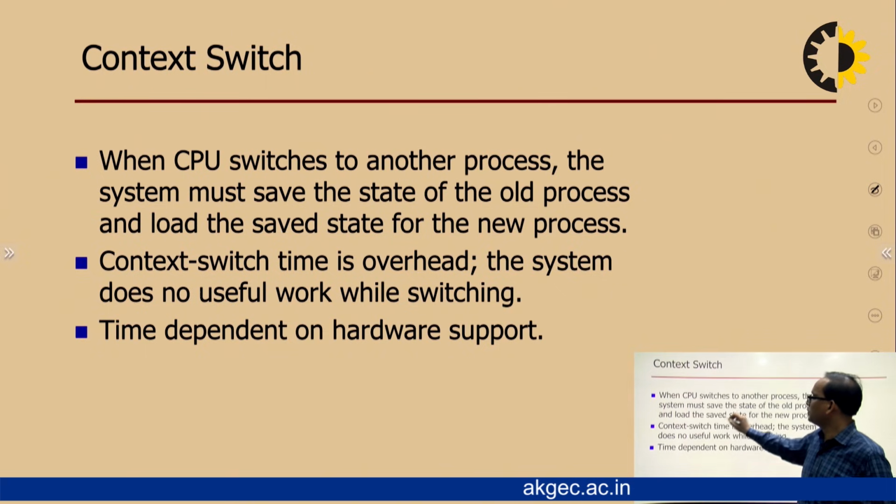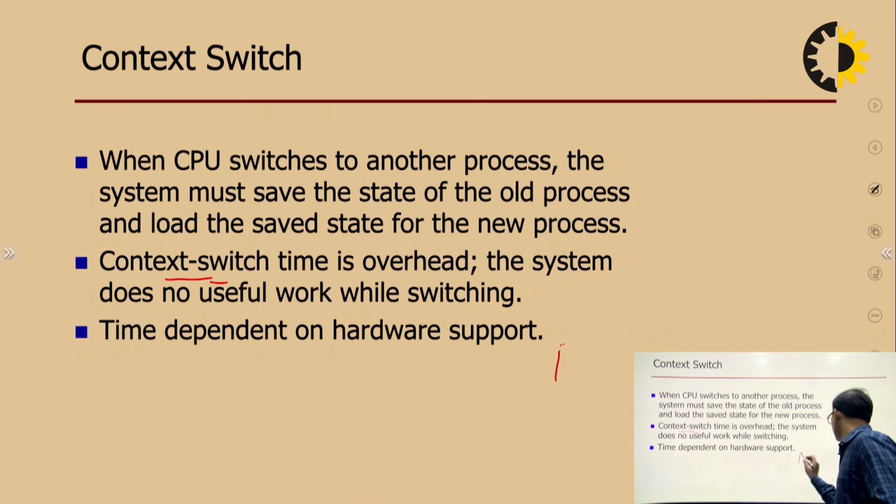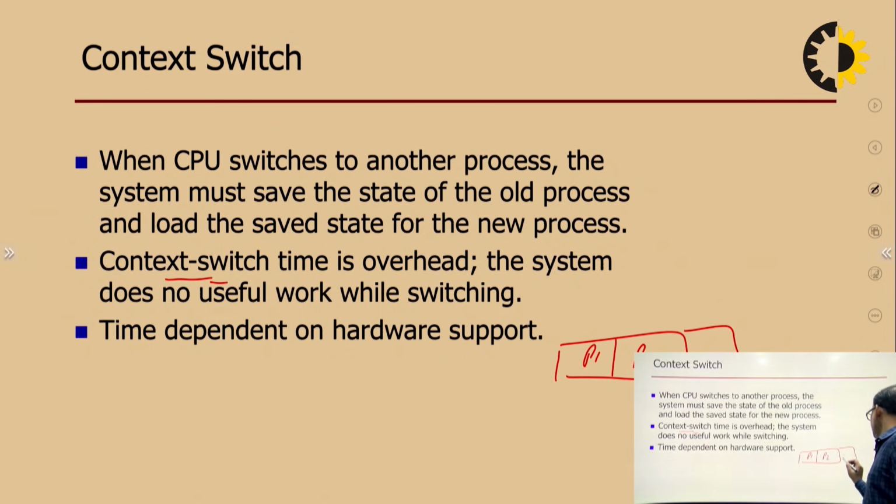There is another term known as the context switch. Whenever the CPU switches from one process to another process, the data or state of that particular process is saved. Suppose this is our process P1, this is our process P2. At time 0, 1, 2 and 3. Suppose at time t equal to 1, the CPU moves from process P1 to process P2. But at time t equal to 1, process P1 is not completed. So the status of process P1 will be saved in the PCB of P1.